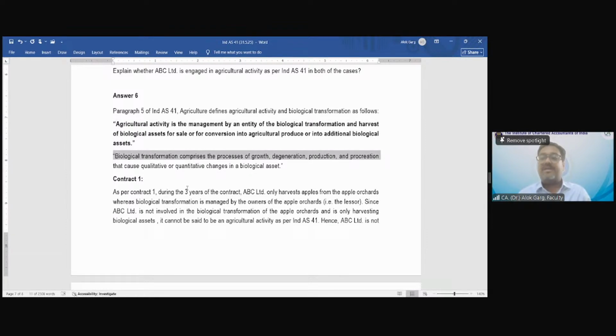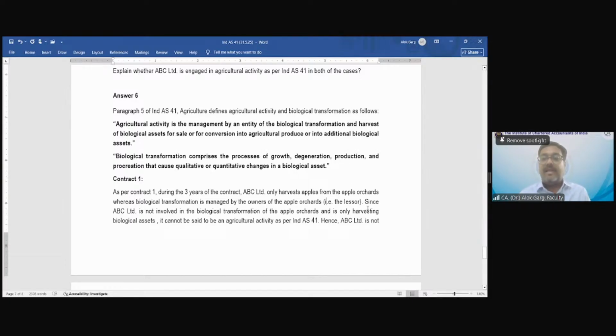Biological transformation comprises the process of growth, degeneration, production, procreation, which causes qualitative or quantitative changes in the biological asset. As per contract number 1, during 3 years of contract, ABC Limited only harvests apples from the apple orchard, whereas biological transformation is managed by the owner of the apple orchard. So when he grows the seed, when the tree is able to provide the fruits, this entire thing is managed by the lessor, not by the lessee. Okay.